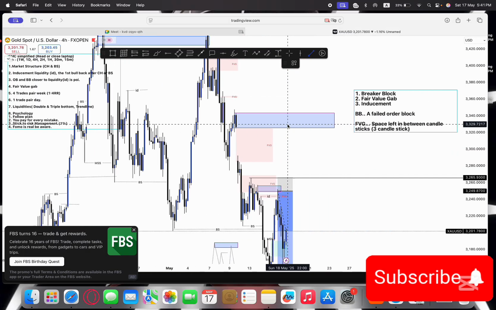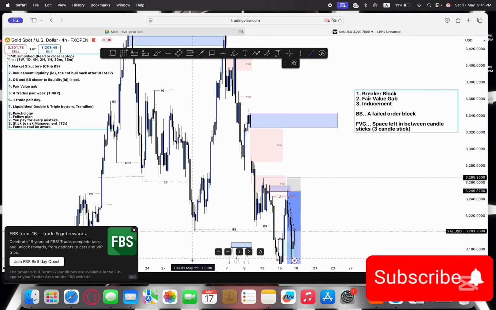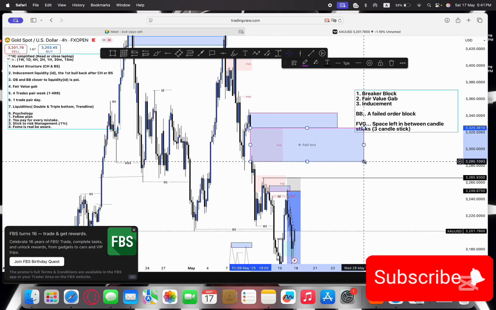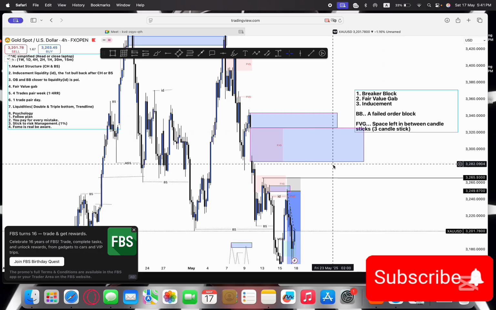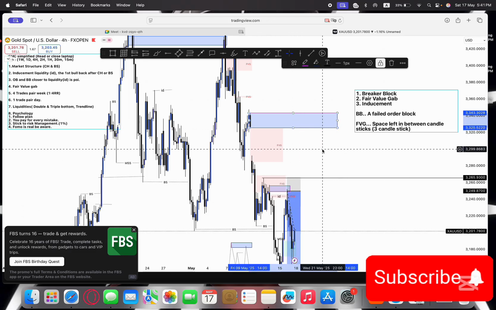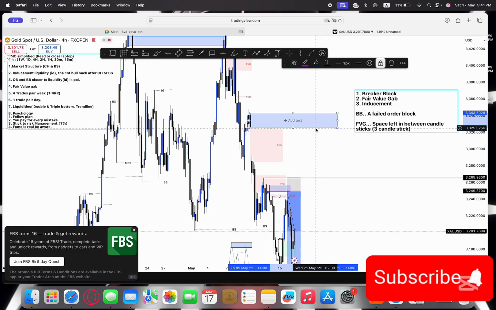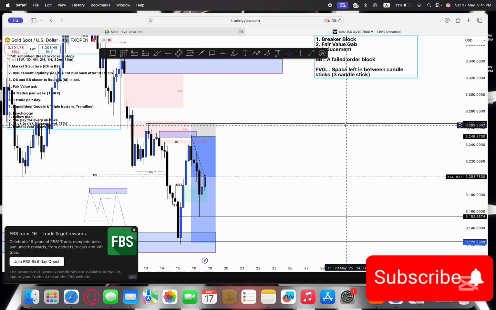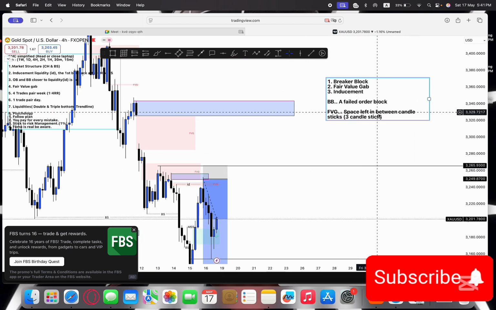Okay, let's do things fast. At times the markets create gaps, and those gaps are also imbalances. This imbalance needs to be filled. At this imbalance, is there any candlestick before it? This candlestick is my order block, my point of interest. Whenever price comes here, I'll be looking to take a sell. So that is an imbalance or fair value gap.